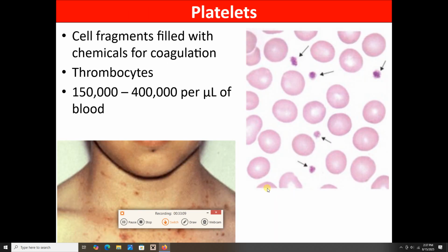And with that, we're going to call it quits on lecture 2 here. We'll pick up with platelets and blood clotting and finishing touches next time.